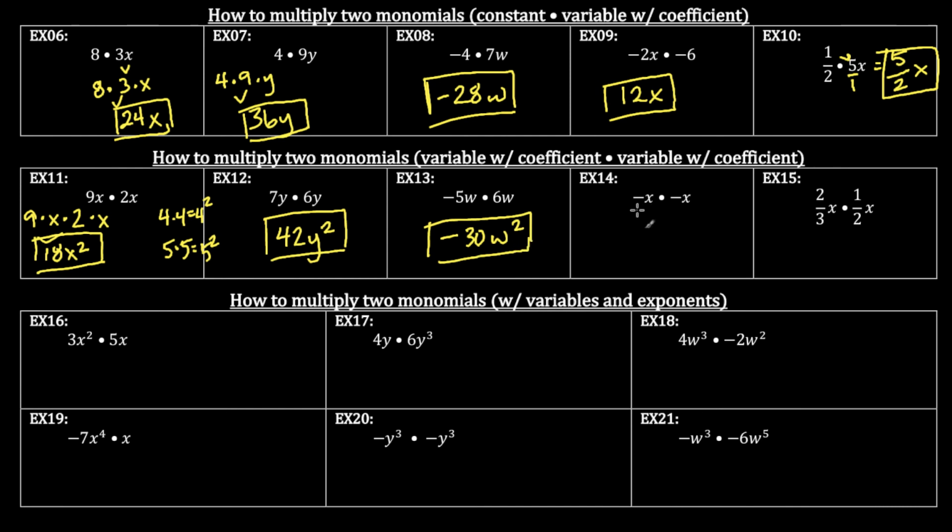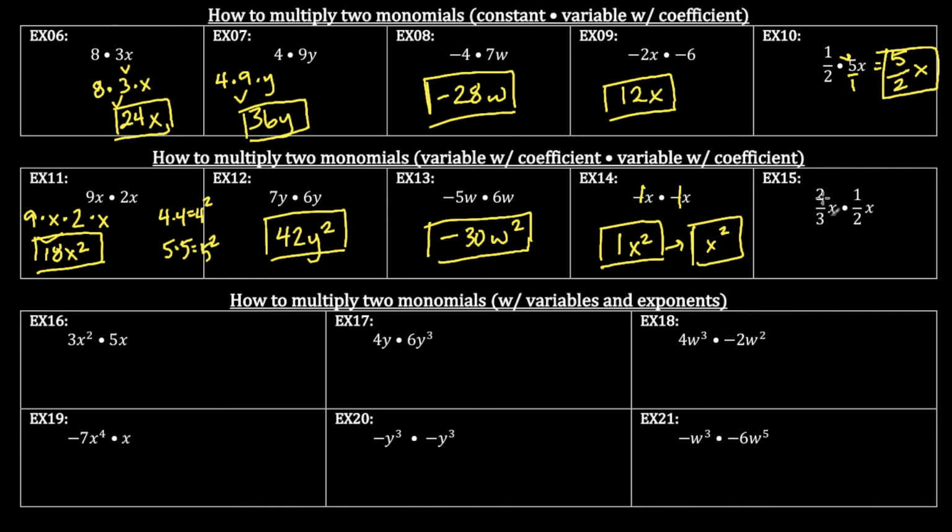Next we have -x times -x. If it helps you, we can put a 1 here. But a negative times a negative is a positive. A 1 times 1 is 1. X times x is x to the second power. But this actually simplifies to just x to the second power instead of 1x to the second power.